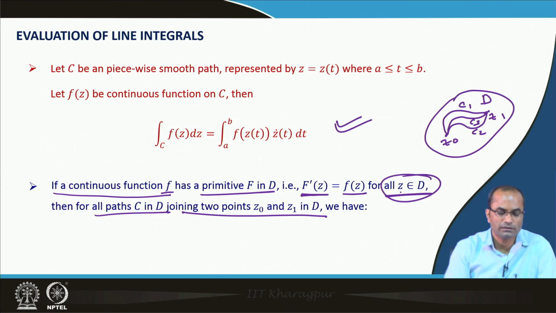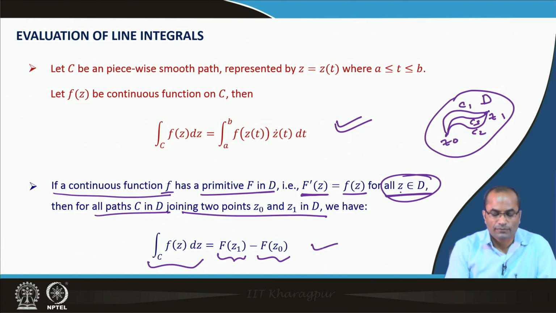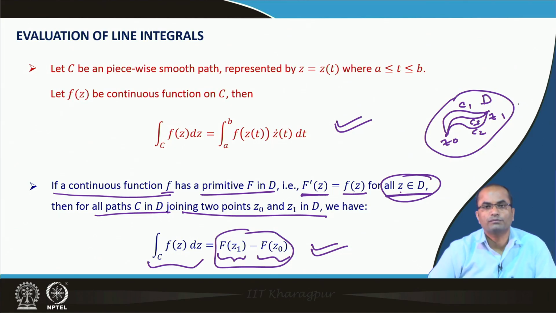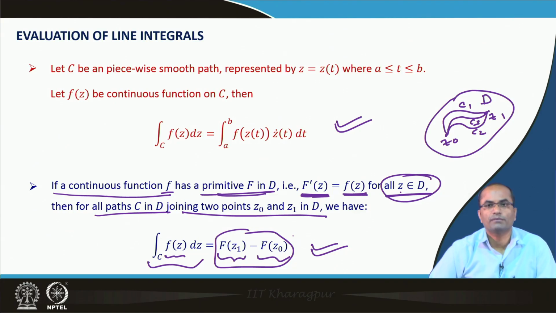Then the value of this line integral is just F(z 1) minus F(z 0). This is the path independence which we have discussed. This value does not depend on which path you follow to go from z 0 to z 1, because your function has this primitive F, whose derivative is the given integrand f. So, the value of this integral is just F(z 1) minus F(z 0).